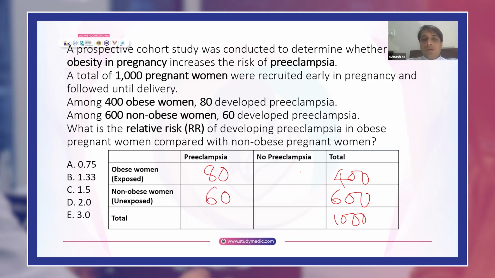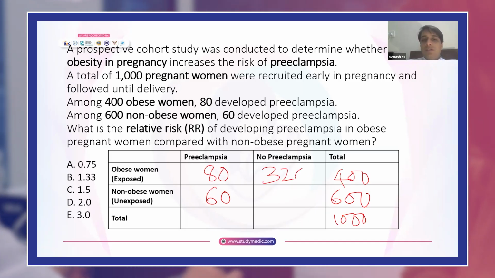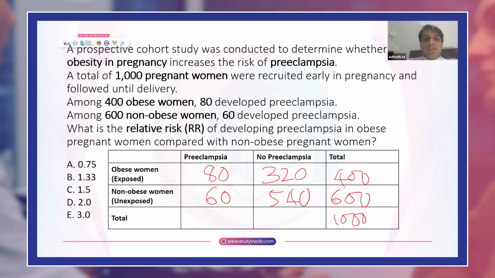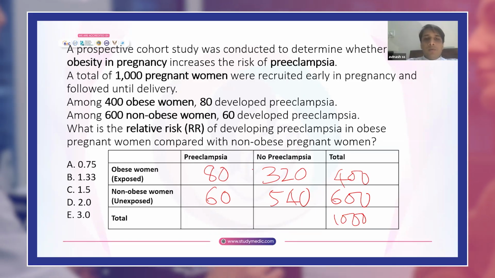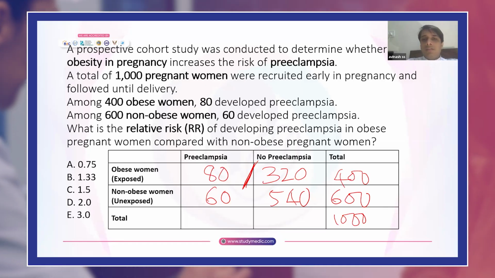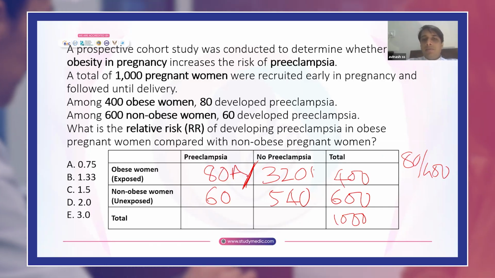Now we have to fill the 400 minus 80 is 320, 600 minus 60 is 540. So this is how we fill this. Now we have to calculate the relative risk, means incidence of preeclampsia in obese women is 80 by 400. That means 80 divided by 400 becomes the incidence. A by A plus B.